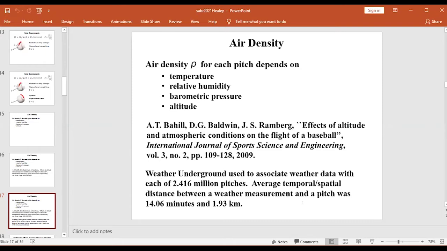We find the closest weather station on Weather Underground, and we find the closest time to the pitch. And on average, we are within about 14 minutes and a little bit less than 2 kilometers of the actual time and location of the pitch. So we get pretty good estimates of the air density for these pitches.